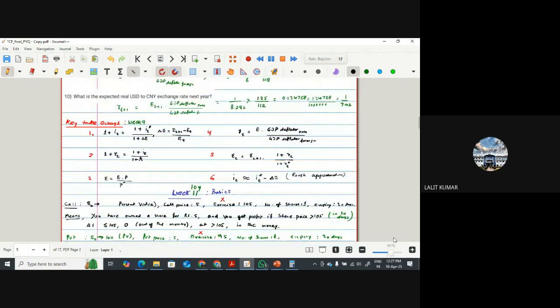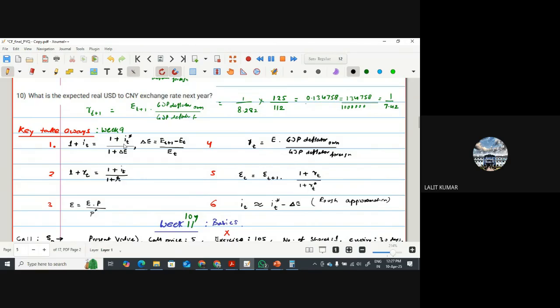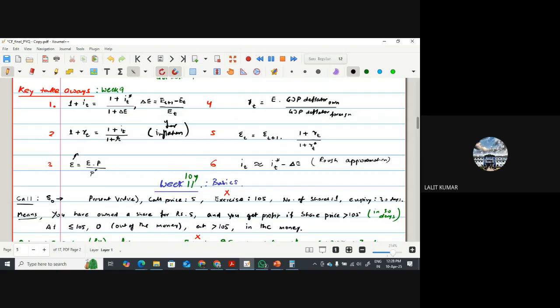So now again we can see the week 9 basic formulas, just to revise. 1 plus i_t is equal to 1 plus i_t star divided by 1 plus delta E. Delta E is equal to E_(t+1) minus E_t by E_t. 1 plus r_t is equal to 1 plus i_t divided by 1 plus pi. This is for the inflation, so here you get the real exchange rate. Real exchange rate is also EP by P star. And R_t is equal to nominal rate into GDP deflator own divided by GDP deflator of foreign. And this is a rough estimate we have seen.